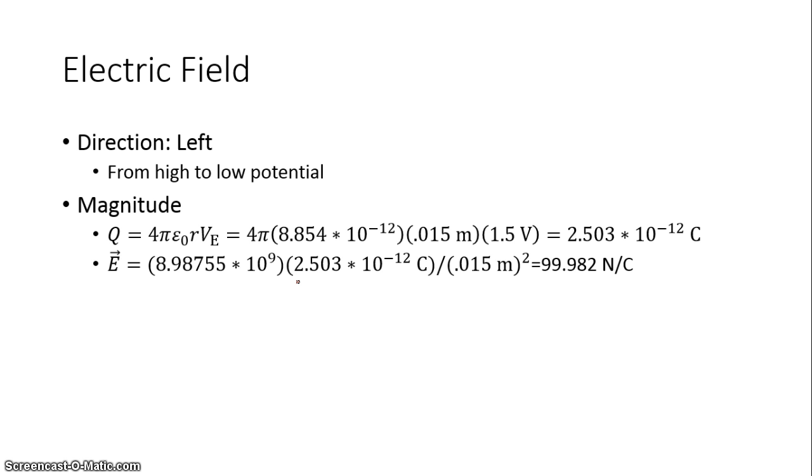Now, if we use that in the equation to find the electric field magnitude, which is indeed the constant times charge over the radius squared, the distance, we end up with 8.98755 times 10 to the 9th times 2.503 times 10 to the negative 12 C over 0.015 meters squared.